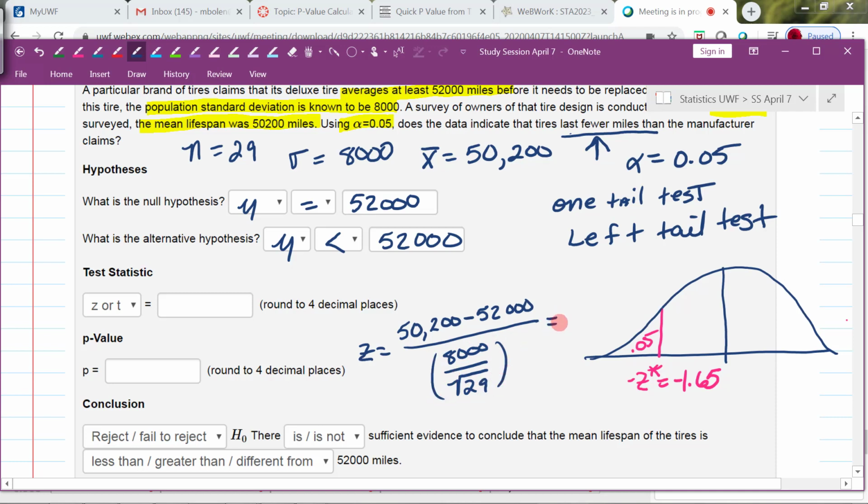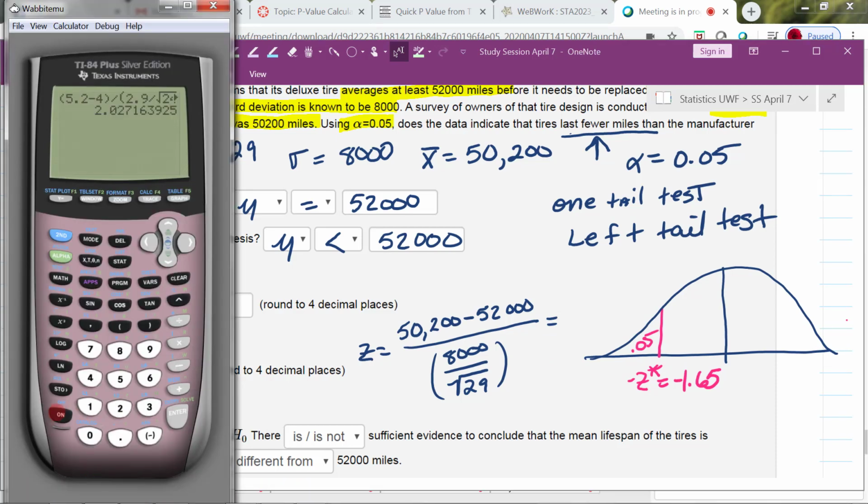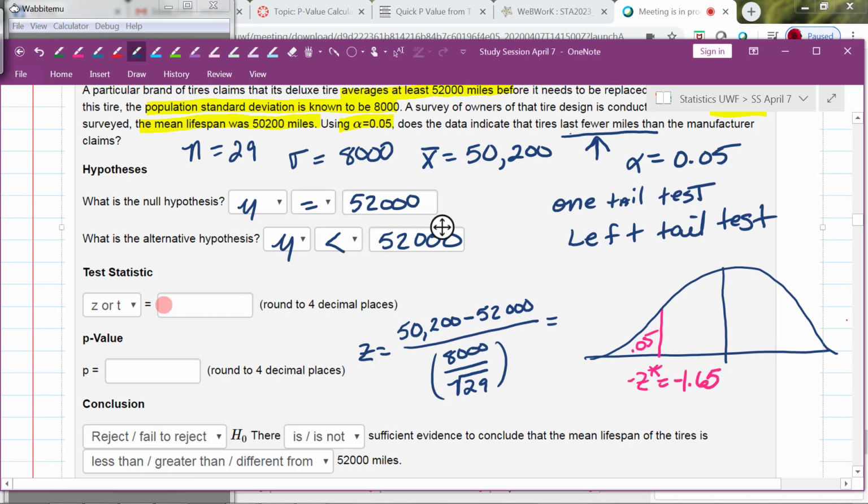We're going to put this in our calculator. Open parentheses 50,200 subtract 52,000, close parentheses, divided by open parentheses 8,000 divided by the square root of 29, come out from underneath the curve, close parentheses, hit equal, and we get negative 1.2117, to four places. And that is actually going to be right about here.